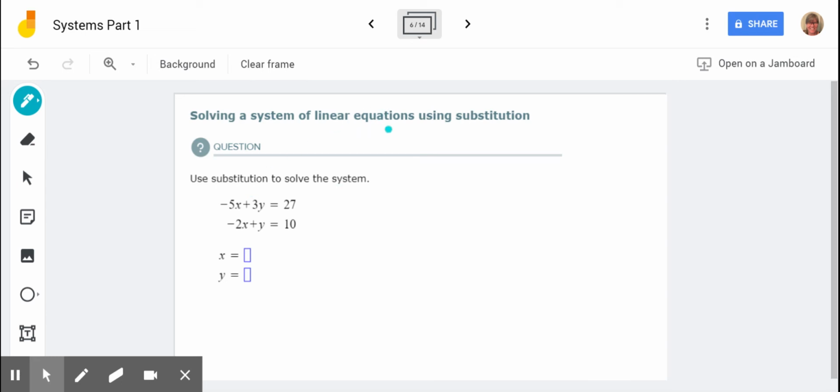The first one is substitution. Actually, the first one was graphing. What am I talking about? Miss Baca, you're tripping. I am. The first one was graphing.